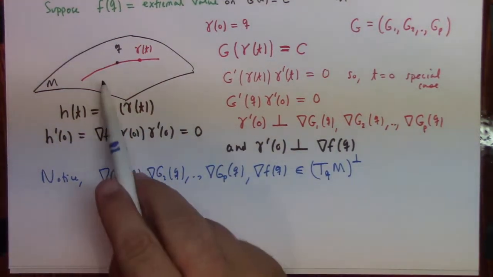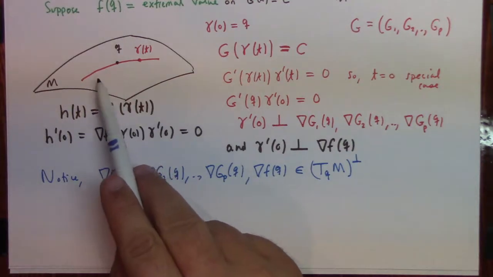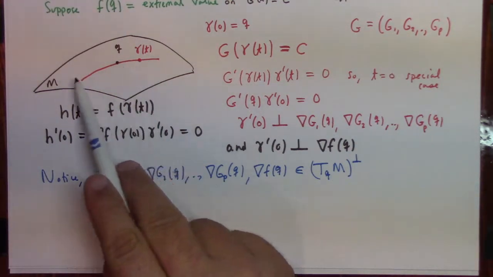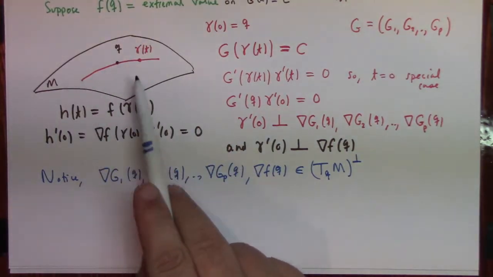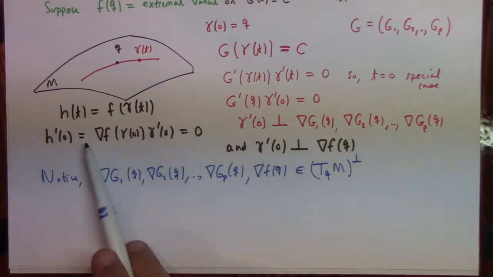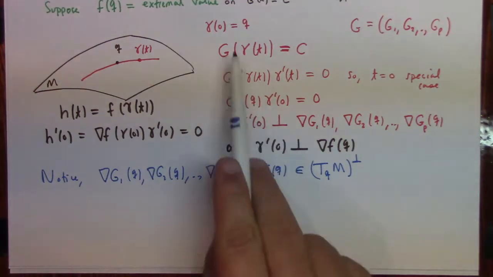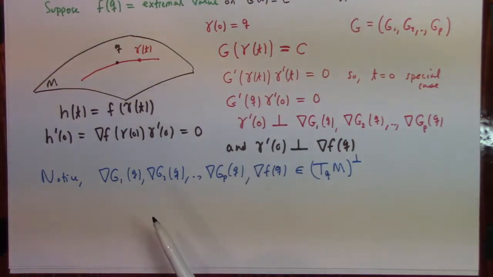Because notice, what curve did I take here? I took actually an arbitrary curve, and it doesn't matter how you approach q. If this f of q is an extremal value, it shouldn't matter. It should still be that this is 0, and of course this is just the chain rule.